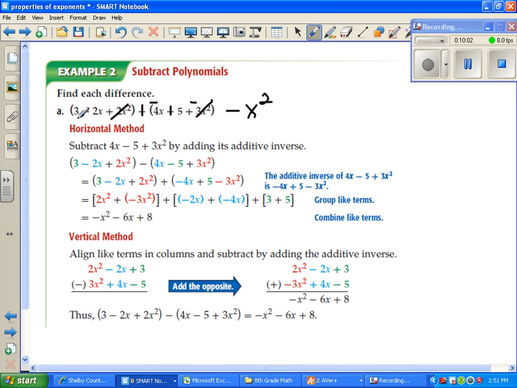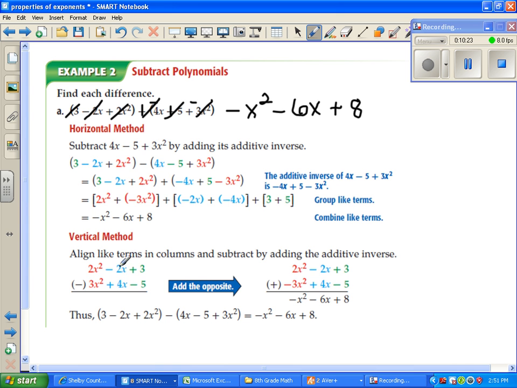Good. Okay, now my next term would be just the plain x's. I have a negative 2x and negative 4x, which gives you what? Good, negative 6x. And it looks like just whole numbers left. So I have a 3 and a 5, which gives you plus 8.